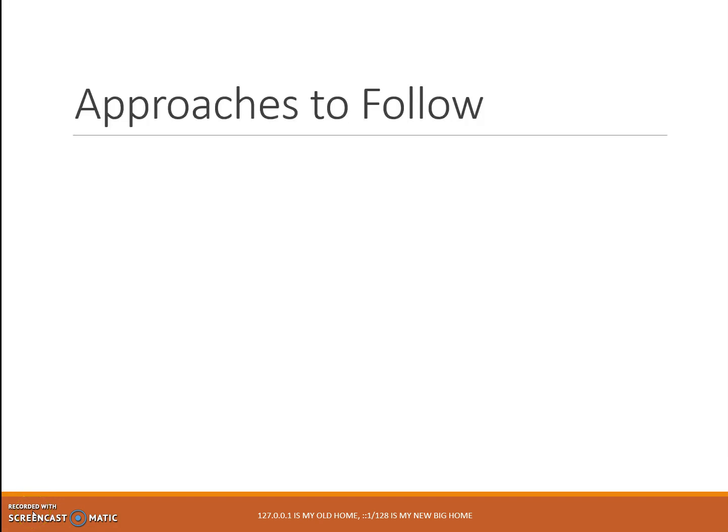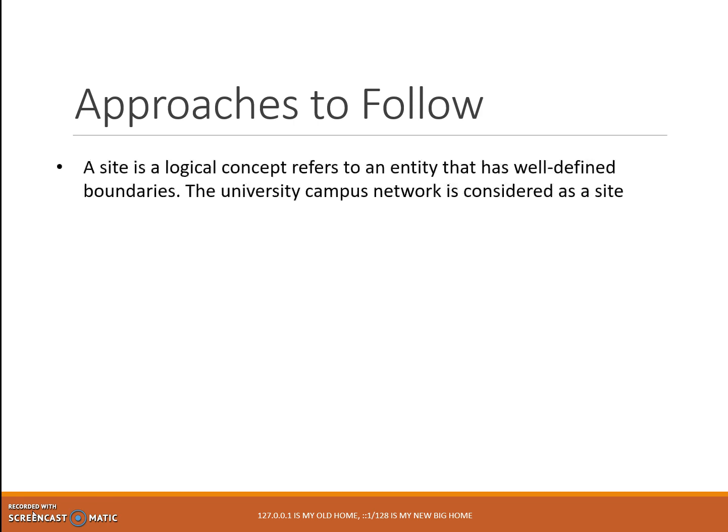There are two approaches to follow in address planning of IPv6 network. But before we mention these approaches, we need to define two logical concepts. Number one, a site. A site is a logical concept, refers to an entity that has well-defined boundaries. These boundaries are most typically based on location or based on a function. In this context, the university campus network is considered as a site.